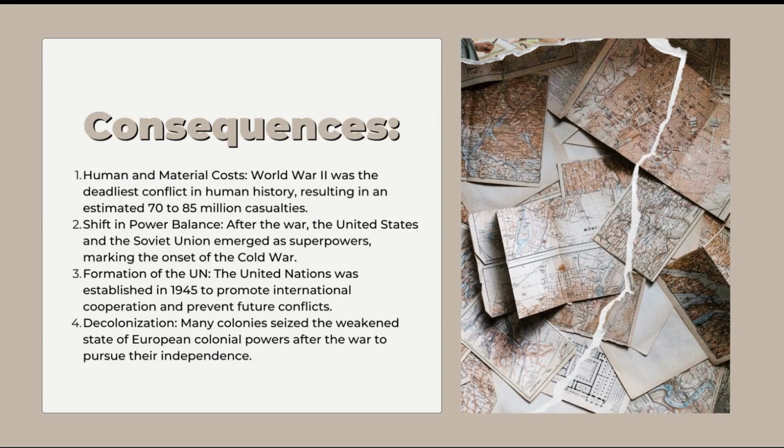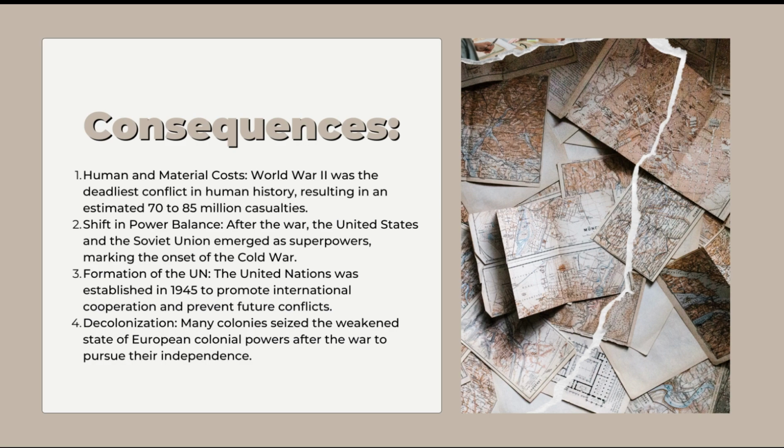Consequences. 1. Human and material costs. World War II was the deadliest conflict in human history, resulting in an estimated 70 to 85 million casualties. 2. Shift in power balance. After the war, the United States and the Soviet Union emerged as superpowers, marking the onset of the Cold War.